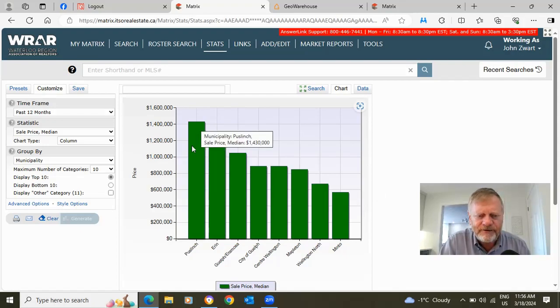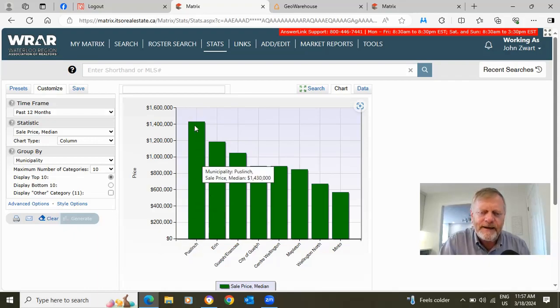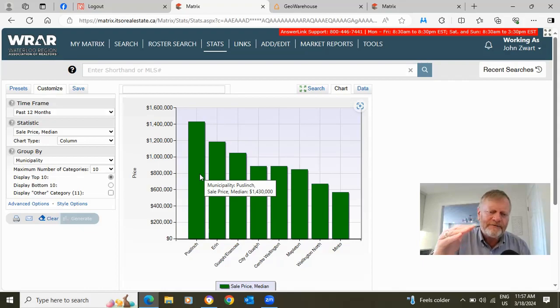Now what we mean by median versus average is, let's say that you had 100 sales, that this represented 100 sales. Then the median would be 50 or 50 and 51, and so it's the midpoint. It's the sale that happens halfway. So half the sales are lower priced and half the sales are higher priced. That's what we call the median.